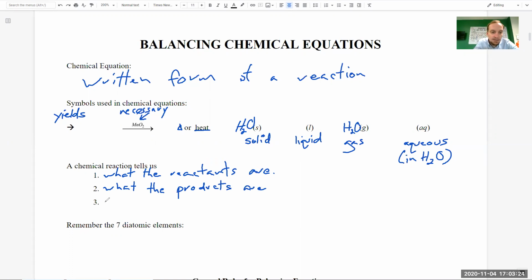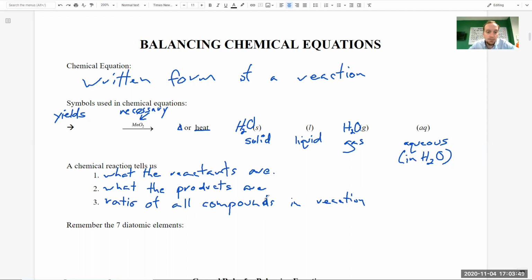And finally, the third thing it's going to tell us is a ratio of all compounds in the reaction. Okay, so we're going to know how much of each of the reactants are present, how much of each of the products are present, and it's that ratio that's going to be given to us, and I'll show you guys that here in a little bit.